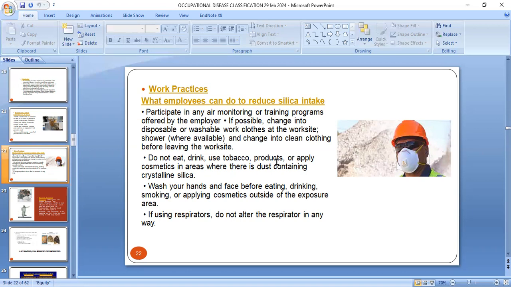Do not eat, drink, use tobacco products, or apply cosmetics in areas where there is dust containing crystalline silica. They need to wash their hands and face before eating, drinking, smoking, or applying cosmetics, also outside of the exposure area. If using respirators, do not alter the respirator in any way.